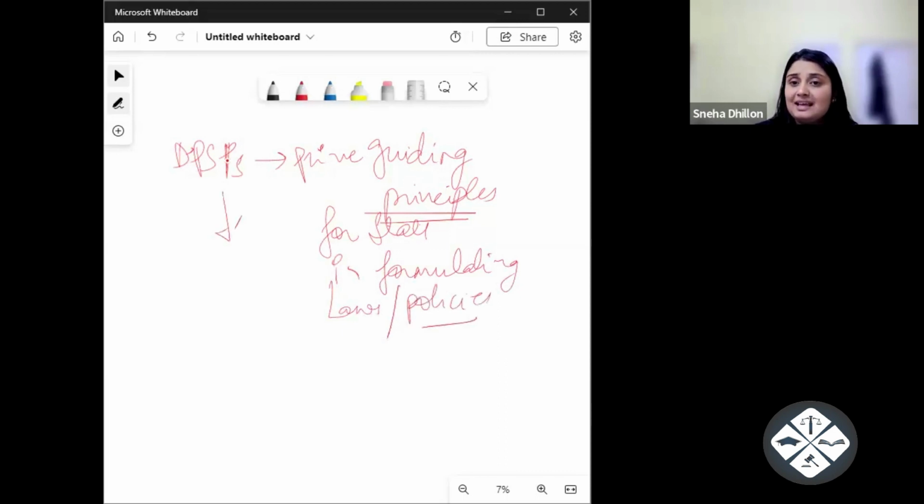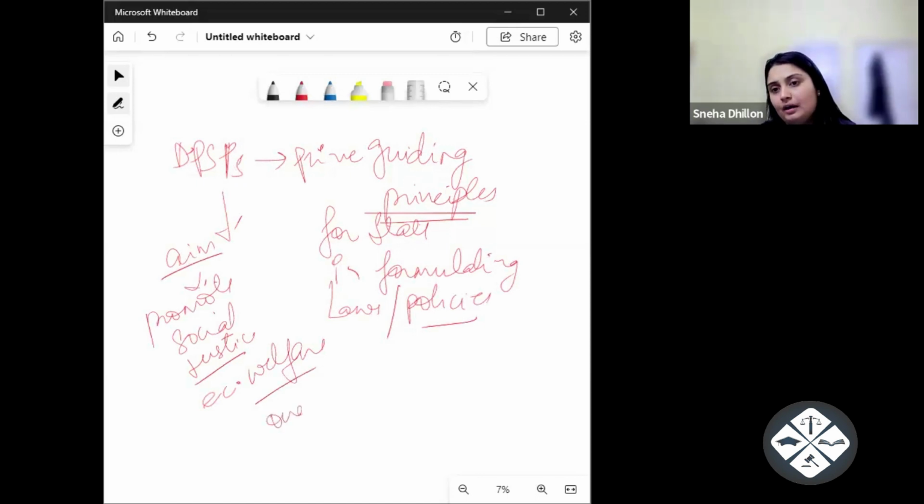Why? Because what do they aim at? To promote social justice, economic welfare, and overall well-being. Together you can say it: overall well-being is being promoted by them.